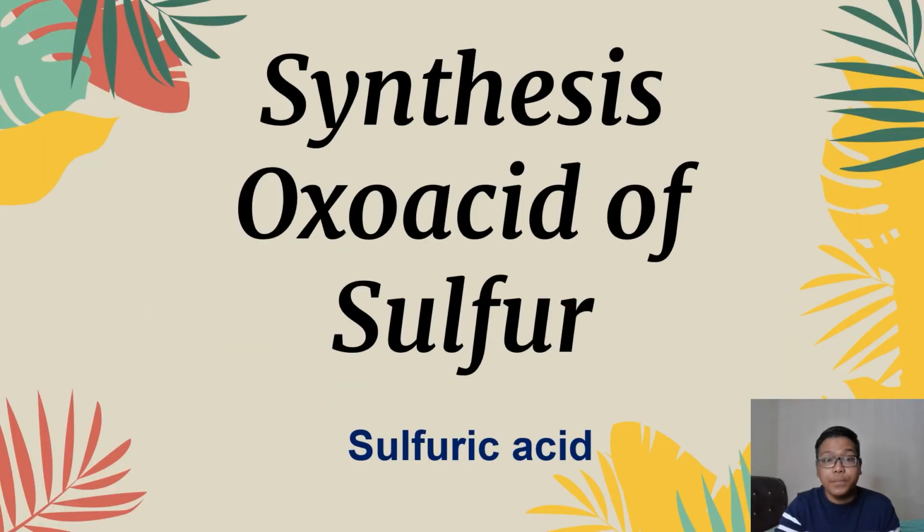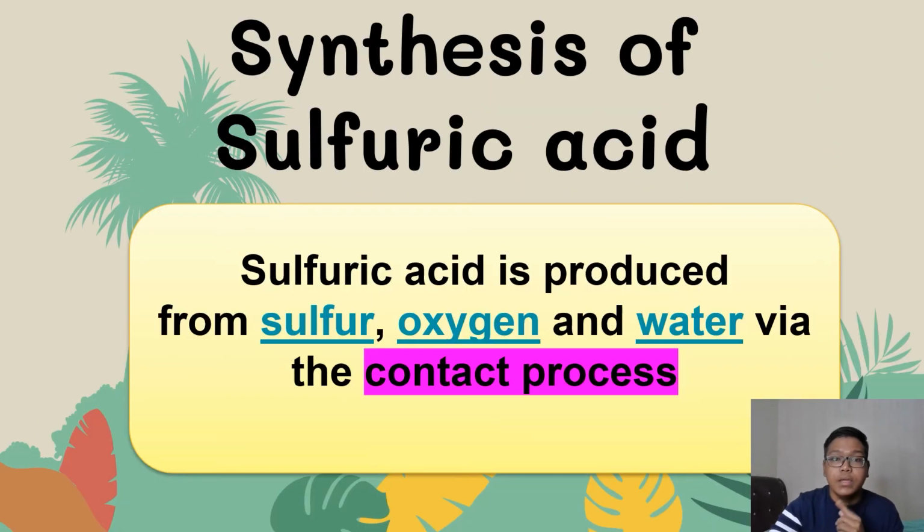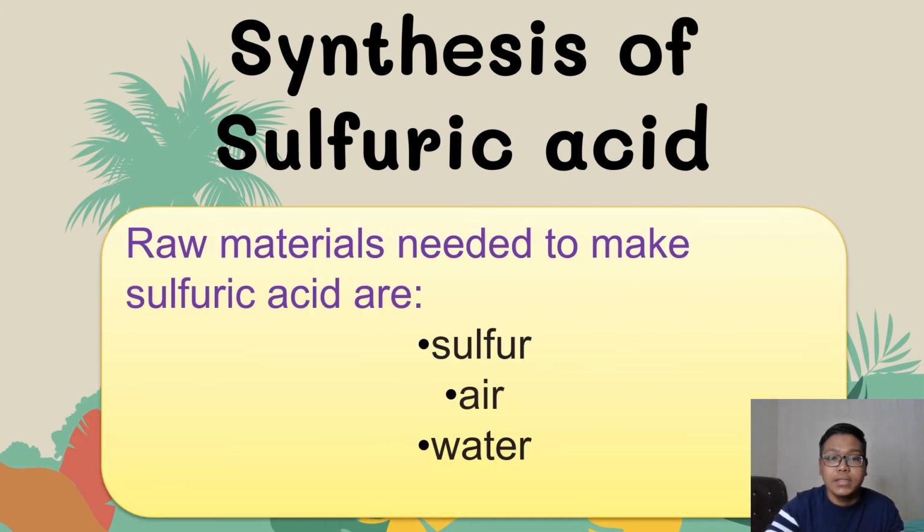For the next subtopic, synthesis of oxoacids of sulfur. Just like I said just now, there are many oxoacids of sulfur, but I chose sulfuric acid to explain in more detail because sulfuric acid is the most famous oxoacid of sulfur. Okay, synthesis of sulfuric acid. Sulfuric acid is produced from sulfur, oxygen, and water via the contact process. The raw materials needed to make sulfuric acid are sulfur, water, and air.